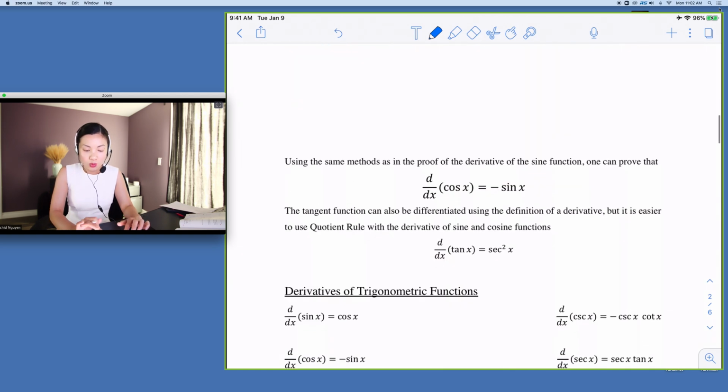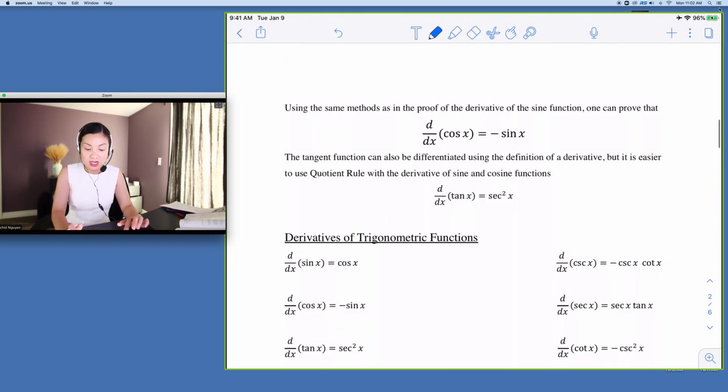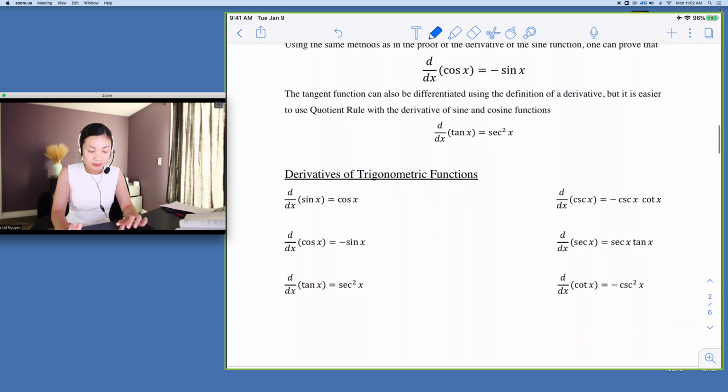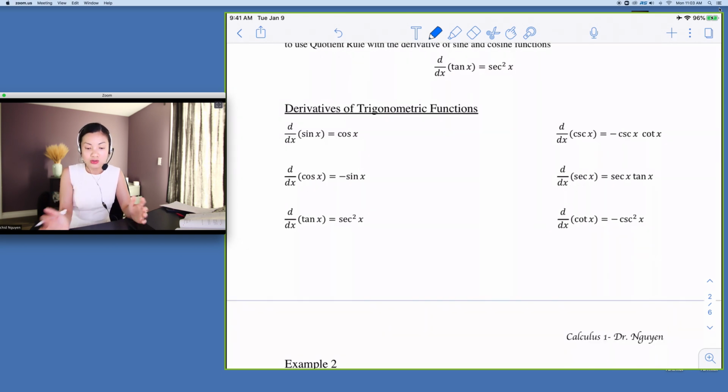Now, the derivative of cosine is going to be negative sine of x. Okay, so like I said, you just have to memorize these functions. They are closely related, so I think it's quite easy to memorize.